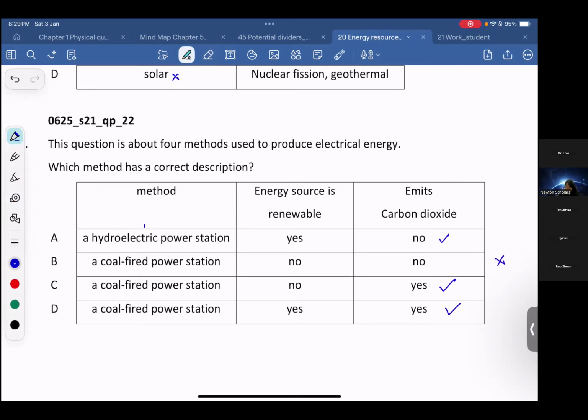Answer B, confirm wrong. Then hydroelectric is renewable? Yes. Then coal is renewable? No. Then coal fire is renewable? No. Wait, why got two answers? Hydroelectric power station is renewable. Yes. Emit carbon dioxide? No. Then coal is non-renewable. Yes. Is it renewable? No. Yes, correct. Emit carbon dioxide? Yes. A. This is two answers.